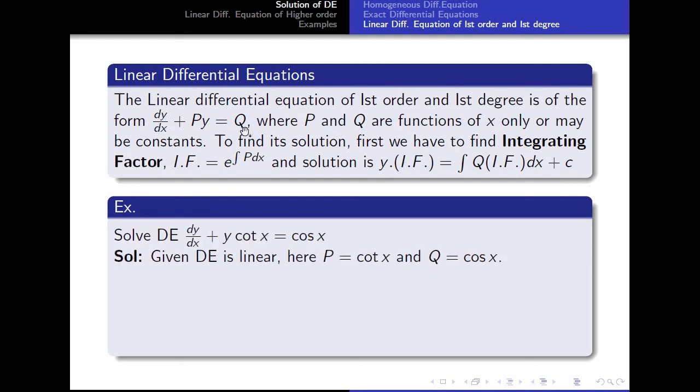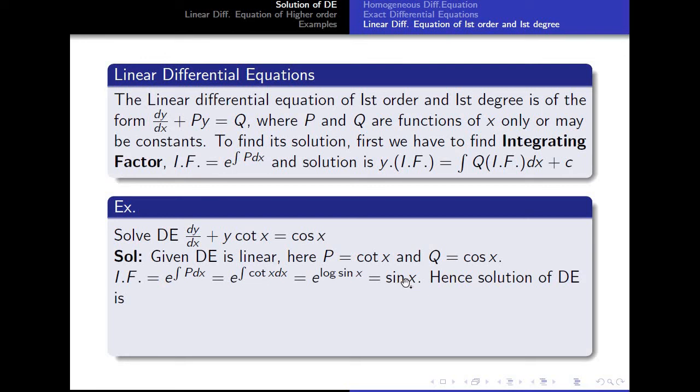Write the equation in the form dy/dx plus Py equal to Q. We get P equal to cot x and Q equal to cos x. Then we find the integrating factor, e raised to the power integration of P dx. P is cot x, which is cos x divided by sin x, and the derivative of sin x is in the numerator, that is cos x. Therefore the integration is log of sin x, and e raised to the power log sin x is sin x. This is our integrating factor.